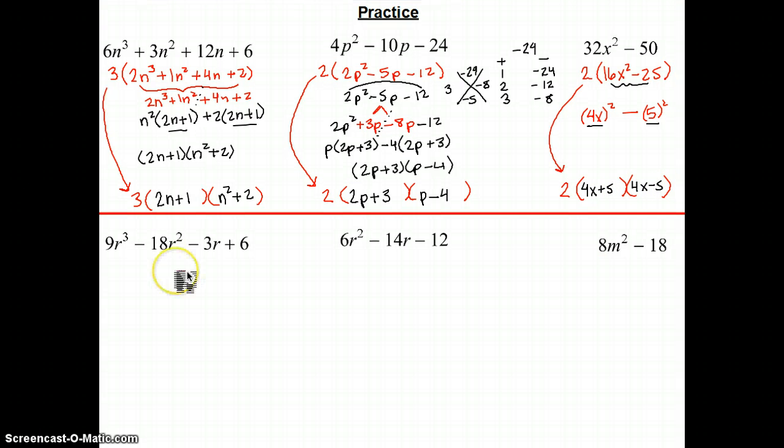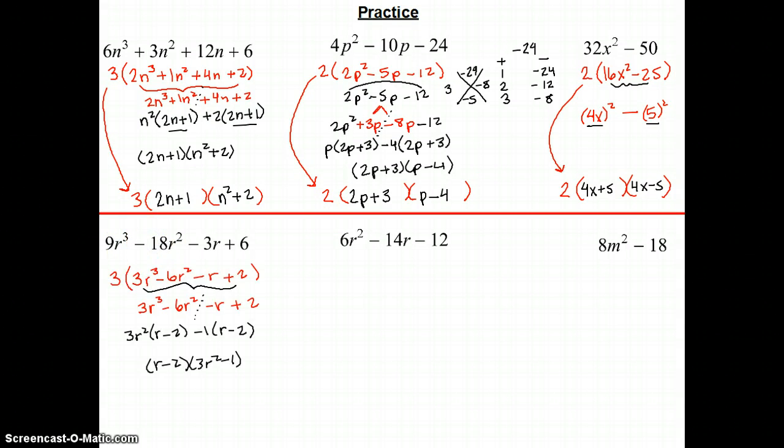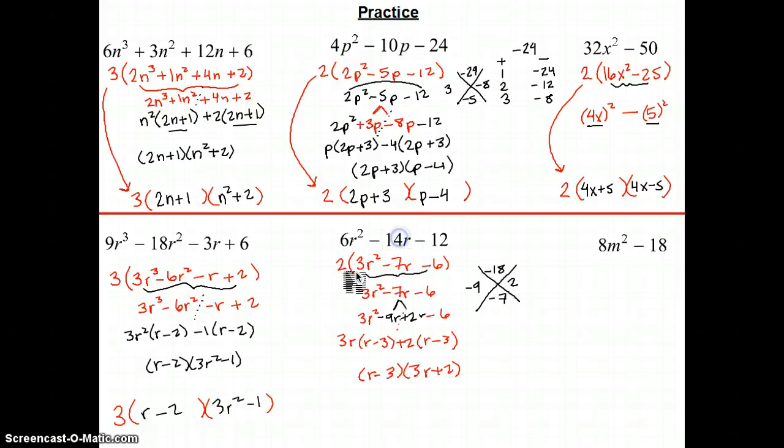Now I'll go ahead and show you your answers to the bottom 3. For the first, you should have factored by grouping after factoring out that greatest common factor of 3, and your final factored form should have been 3 on the outside with 2 factors of r minus 2 and 3r squared minus 1. In the middle, you should have factored by the diamond method after factoring out a greatest common factor of 2, and your final factored form should have been as shown below.